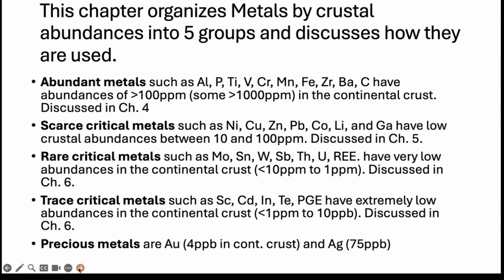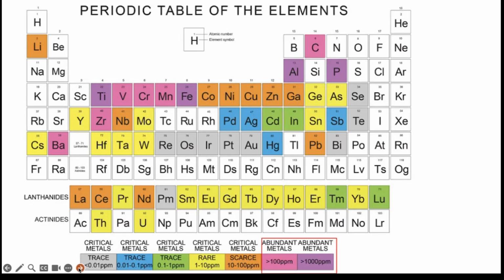So anyway, we've done that. So let's talk about the abundant metals first. I will circle in red the ones that are abundant, and we're going to go through all of these elements and just talk about how we use these metals in civilization.